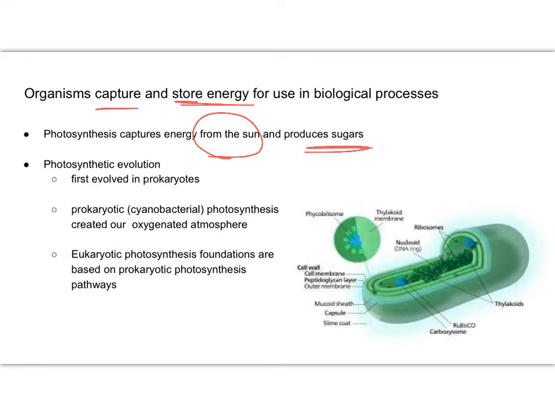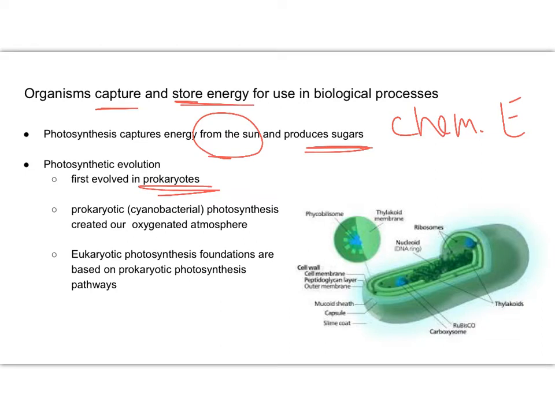So the organism that's doing photosynthesis is not creating any energy, right? They're just doing an energy transfer, following that first law of thermodynamics. They're capturing the energy from the sun and they're transferring it over to the chemical energy that we would find in the sugars. So photosynthesis actually first started in prokaryotes.